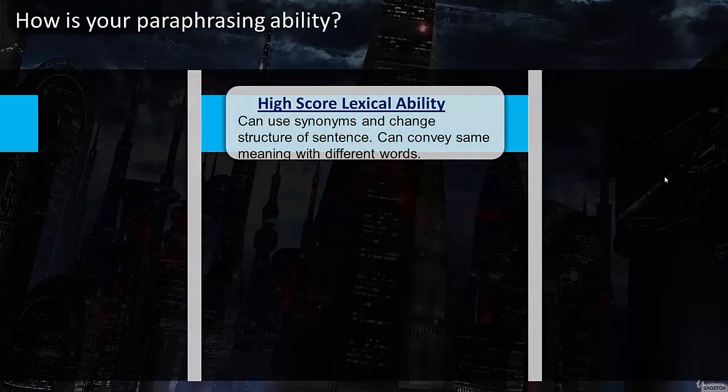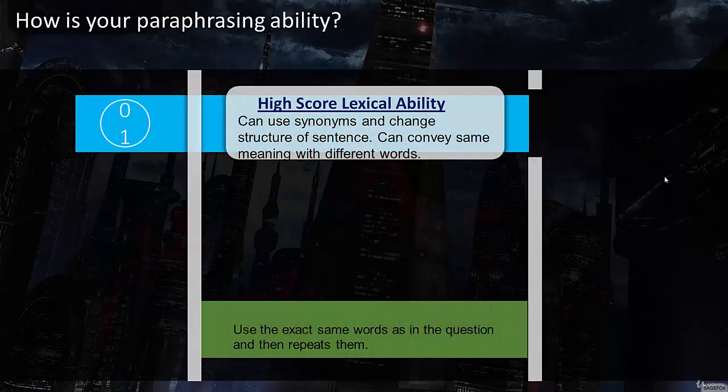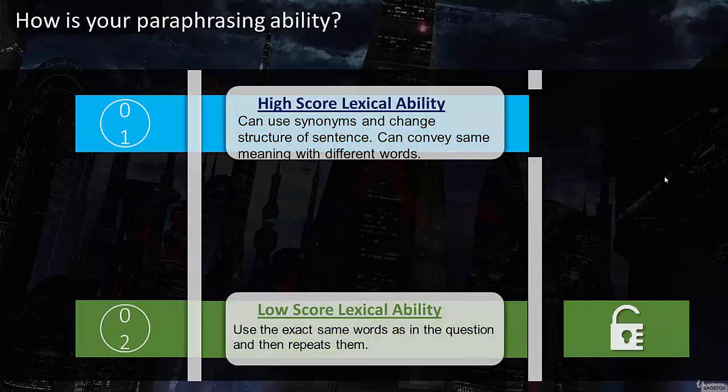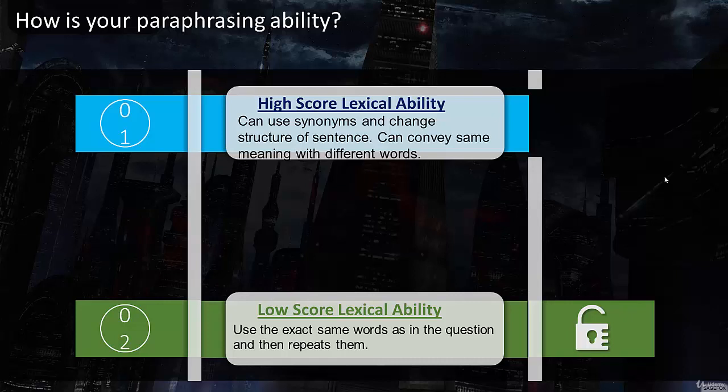How is your paraphrasing? When we talk about paraphrasing, at a high level, can you use synonyms? Can you change sentence structure? Can you convey the same meaning with different words? Or are you using the exact same words as the question?